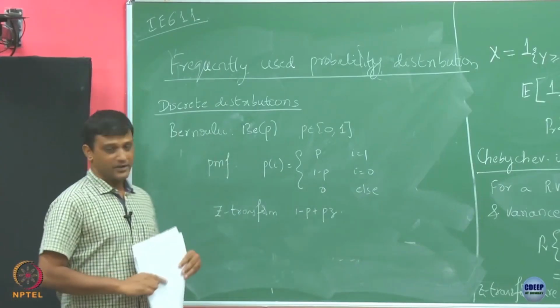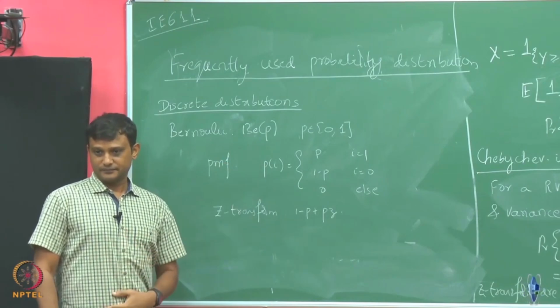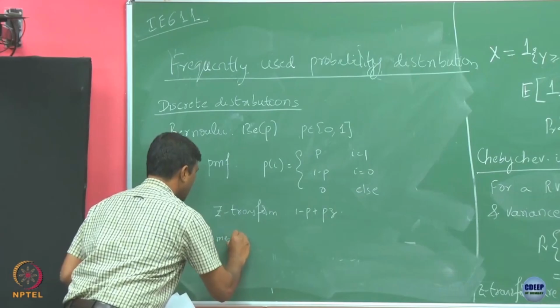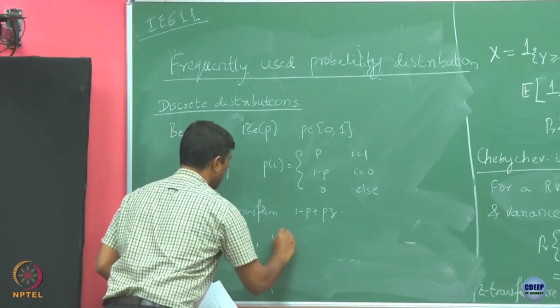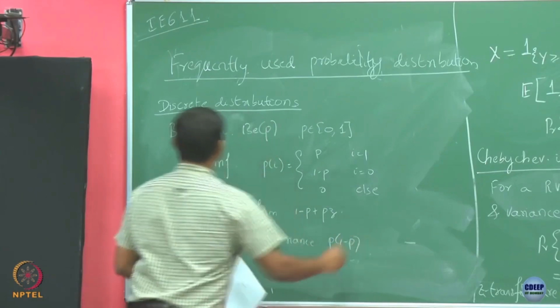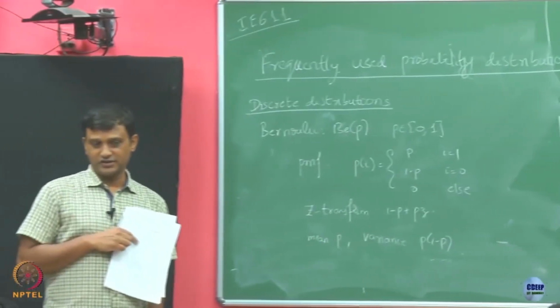So can somebody quickly calculate, if I have a PMF like this, what is the mean value of this and what is the variance? Okay, so where is this distribution useful? Did we use this distribution already?